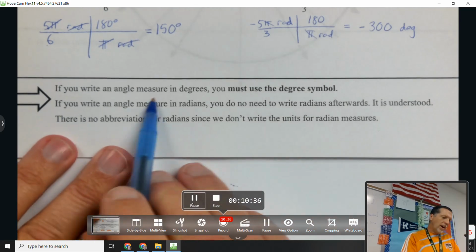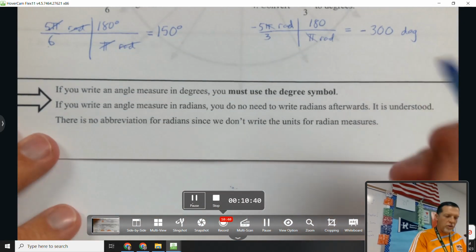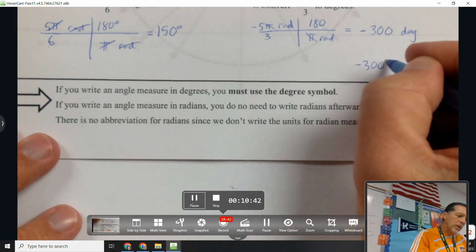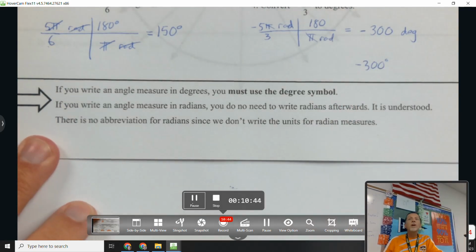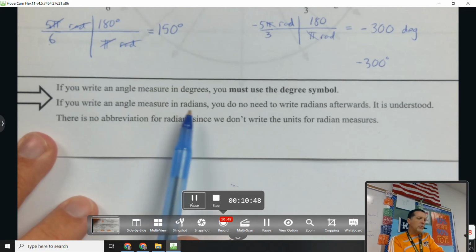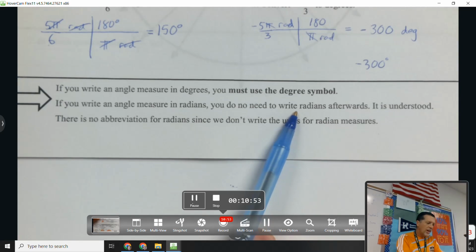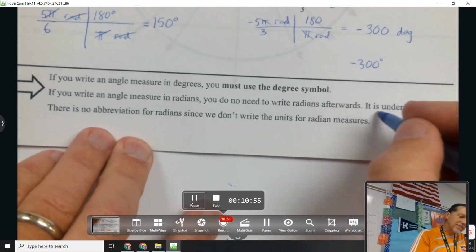All right, if you write an angle measure in degrees, you must use the degree symbol. Or you could write degrees, but why would you write out degrees when you could use the symbol? You got to do something to say you're in degrees. If you write an angle in radians, you do not need to write radians afterwards. It's understood.